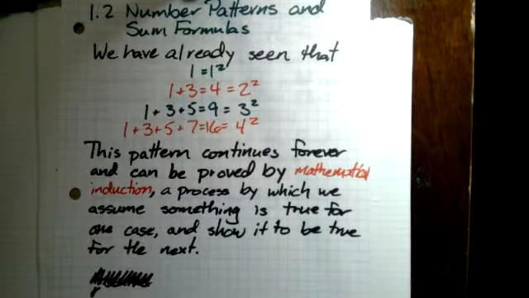Now we're going to look at number patterns and sum formulas. We've already seen that 1 is equal to 1 squared. That's pretty obvious. 1 plus 3 equals 4, which is 2 squared. 1 plus 3 plus 5 is 9, which is 3 squared. And 1 plus 3 plus 5 plus 7 equals 16, which is 4 squared.